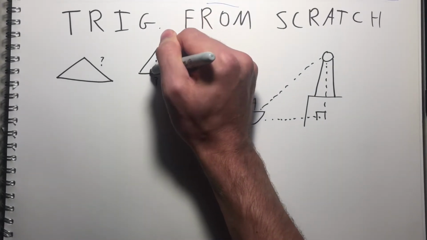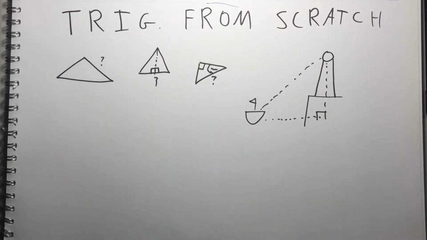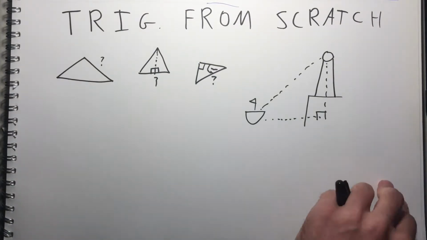And if you have an isosceles triangle, you can split that in half and then you'll get two right angle triangles. And most triangles you care about, you can find a way to slice up into right angle triangles.